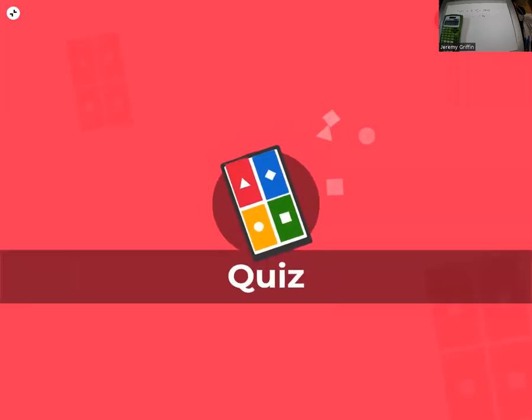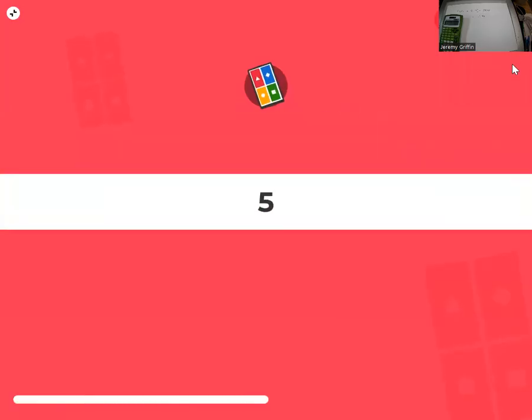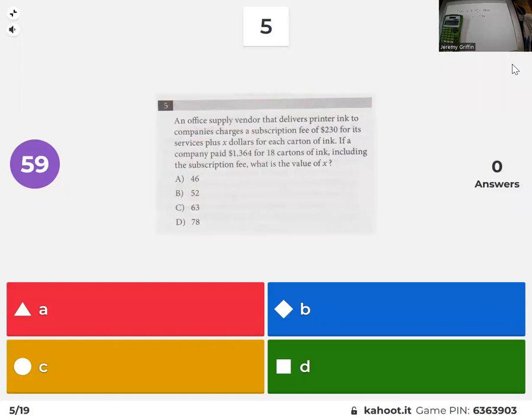Jules, getting the points. Office supply vendor delivers printer ink to companies, charges a subscription fee of $230 for its services, plus X dollars for each carton of ink. If a company paid a total of $13.64 and bought 18 cartons of ink, but the $13.64 includes a subscription fee, what is the value of X? That's to say the price per carton.